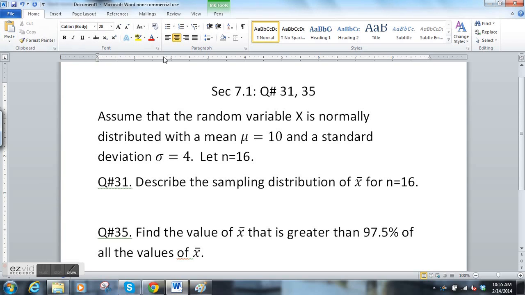Hi there, here we are, section 7.1. I wanted to look at question number 31 and 35 to show you how to work through these problems that are talking about the sampling distribution of x bar, because this is a strange concept.